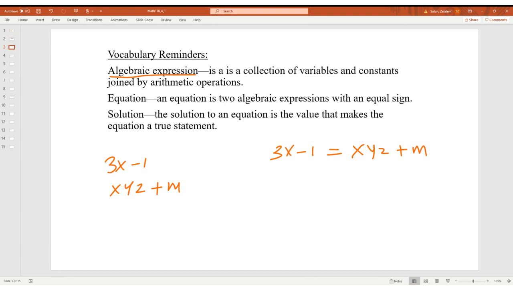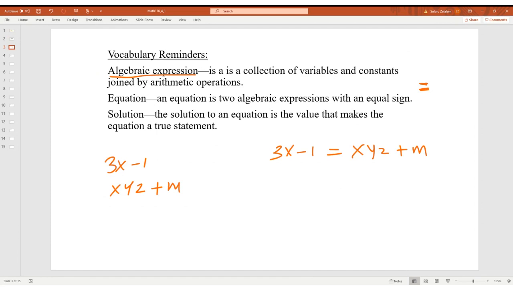That's the difference. So the equal sign will differentiate between expressions and equations. Any expression does not have an equal sign. Equations should have an equal sign. When you see an equal sign, automatically it's an equation. When you see just variables and numbers, it is just an expression.